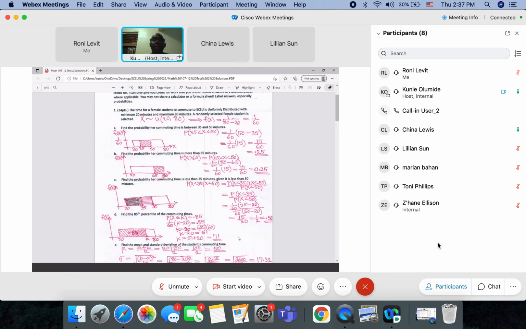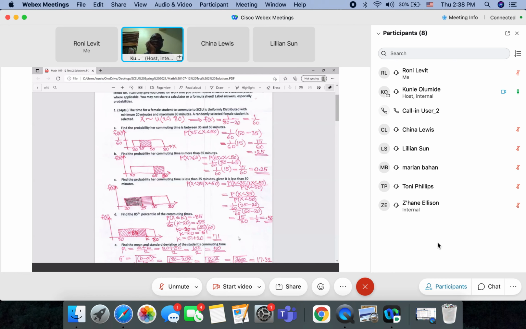And the D part, I think a few people made some mistake on this one. You want to find the 85th percentile. Look at my graph, right? You go from 20, then K, and then 80. So we want to find the probability of X less than or equal to K. That has to be 0.85.